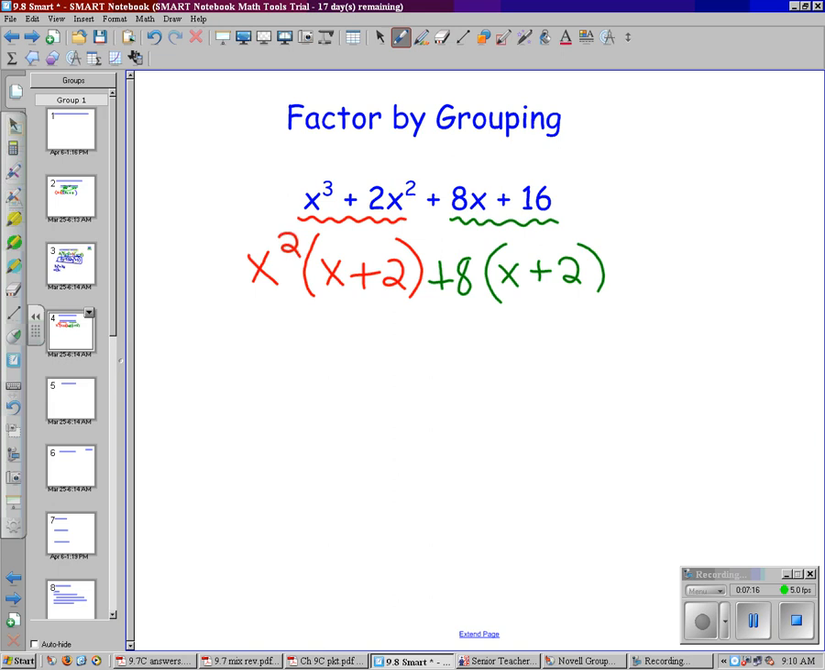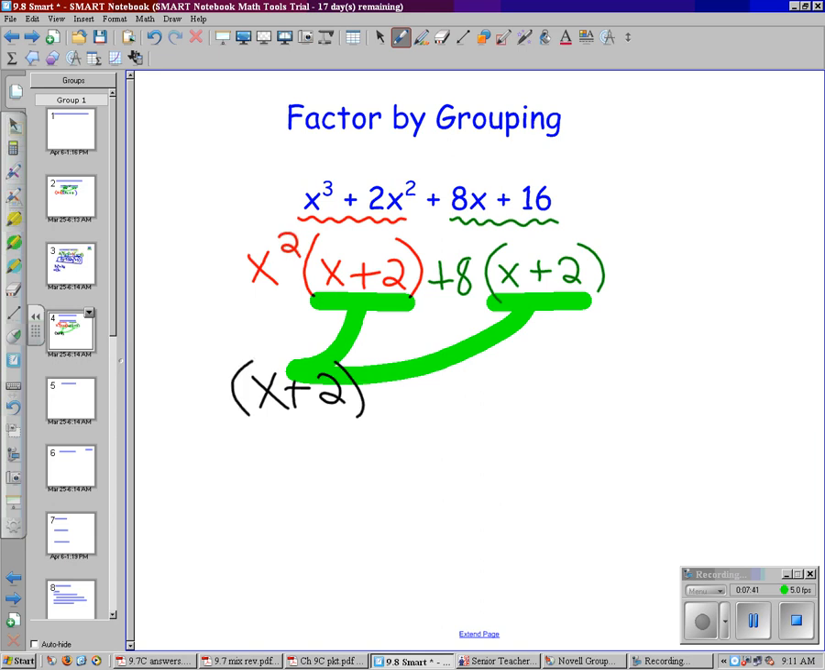All right. Do you notice anything about the two binomials? It's the same. Oh, they better be the same or this isn't going to work. So now factor out your common binomials. How many times do we write them? Once. So I write down x plus 2. And what are we going to write as what is left in the other part, please? Michael? X squared plus 8.